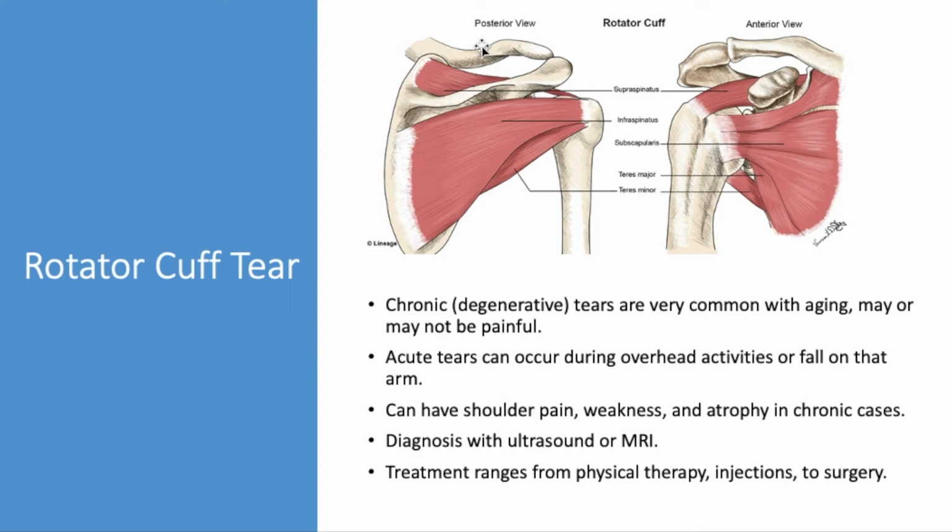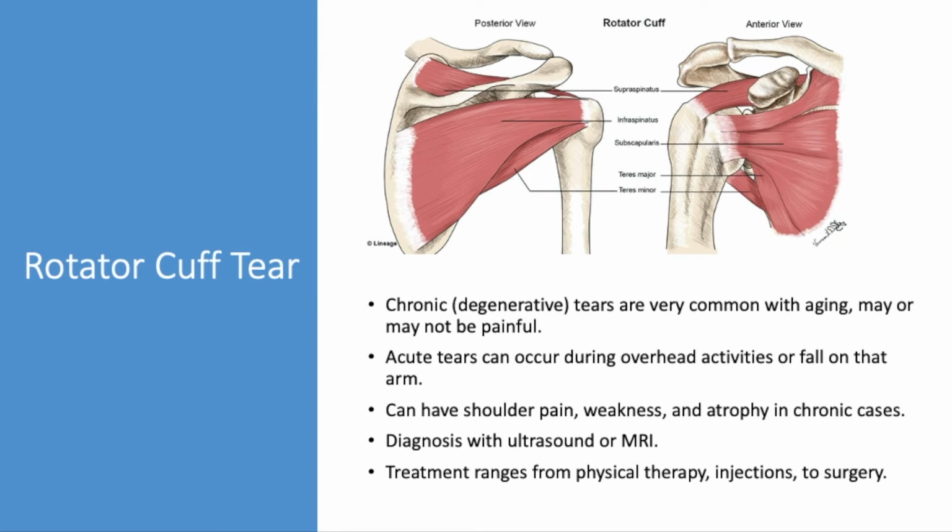Another common shoulder condition is a rotator cuff tear. These can be grouped into chronic or degenerative tears, which are very common with aging and increasing age. They may or may not be painful and often are incidental findings on MRIs or ultrasounds, or acute tears, which tend to occur during overhead activities or a fall on that arm.